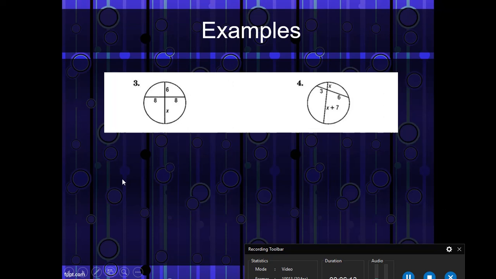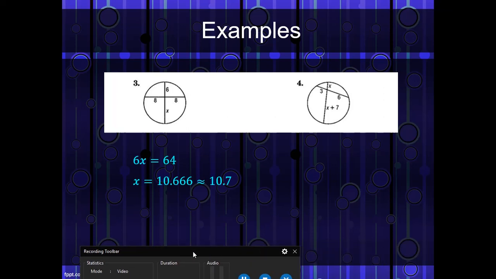In number 3, when we set this equation up, it's 6 times x equals 8 times 8. In this case, x is not a perfect number. We'll round it off to the nearest tenths as directed in the instructions.